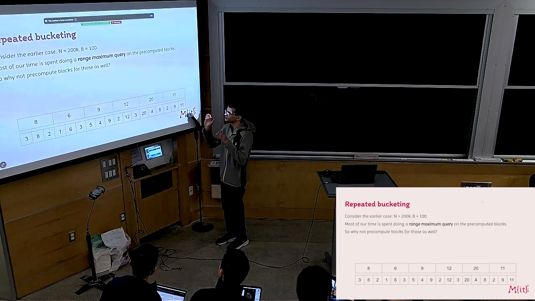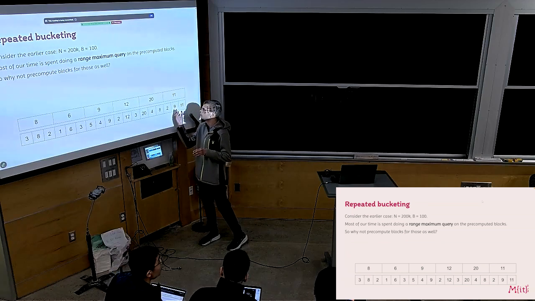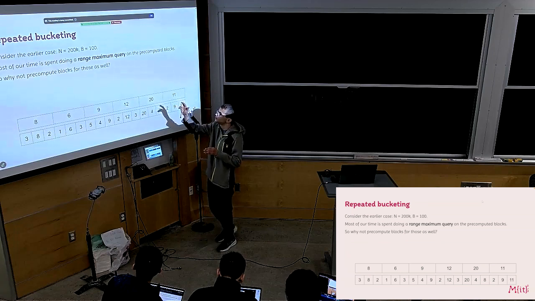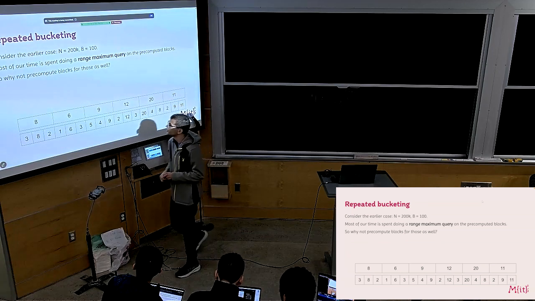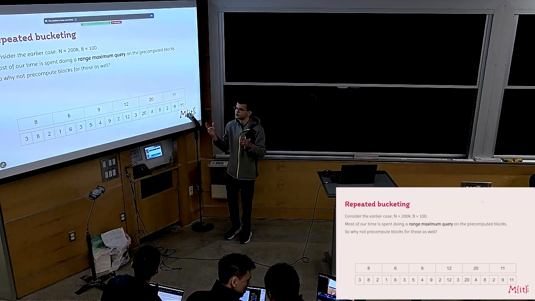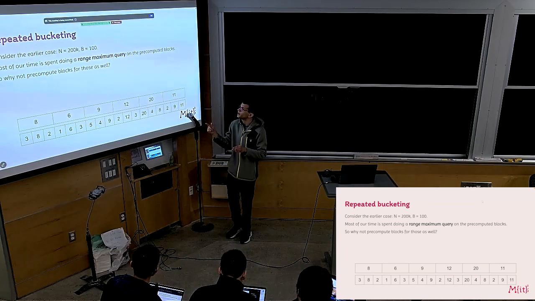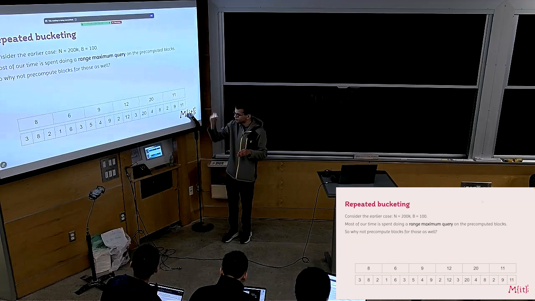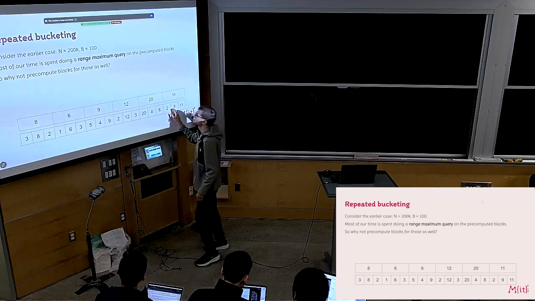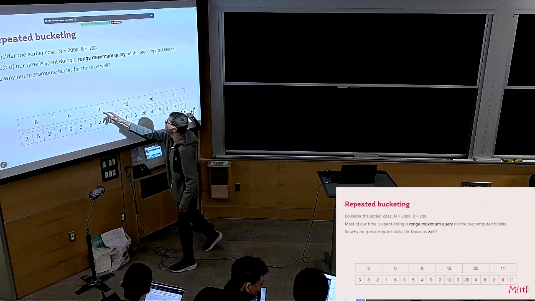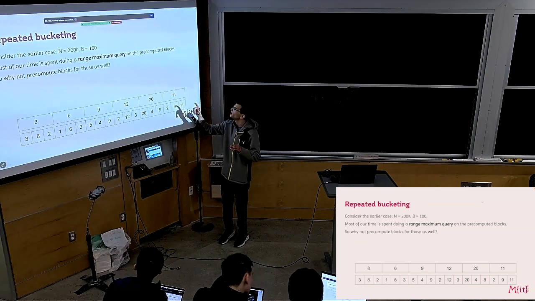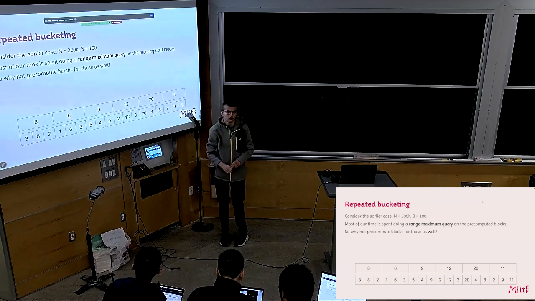Okay, so let's go back to the case where instead of setting the block size to be square root of n, we just set the block size to 100, and our original array size is 200,000. Let's break down how much time we spend on each part of our algorithm when doing a query with these parameters. So we spend about 100 operations on the left, 100 operations on the right, and then 20,000 operations querying these blocks. So most of our time is spent doing a range maximum query on the pre-computed blocks.